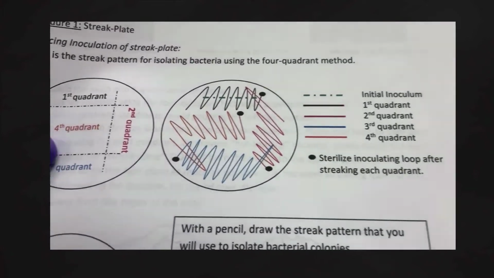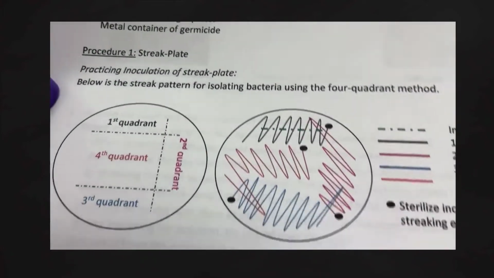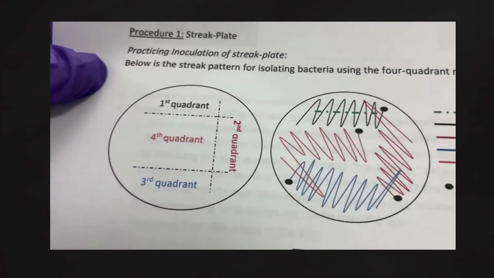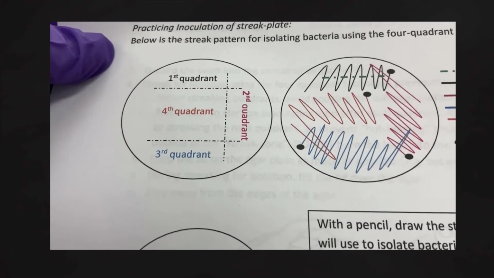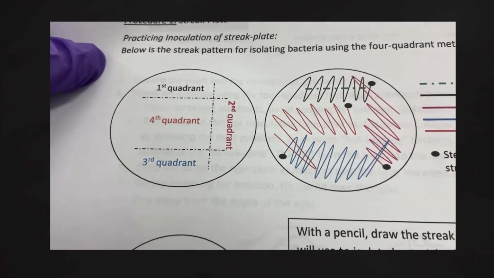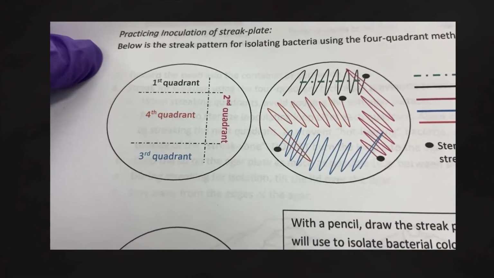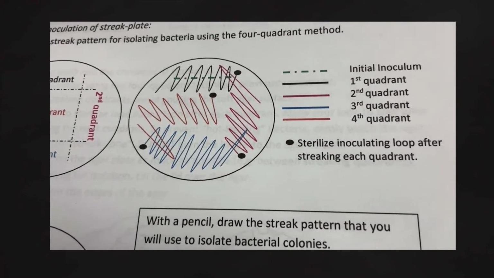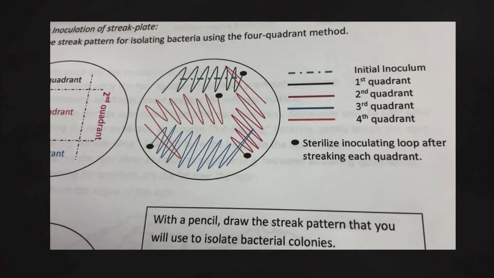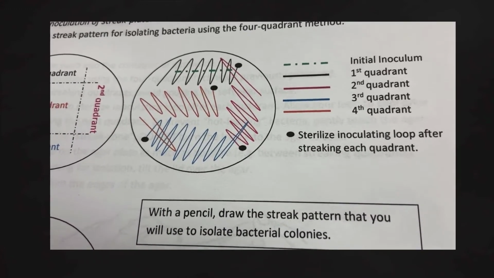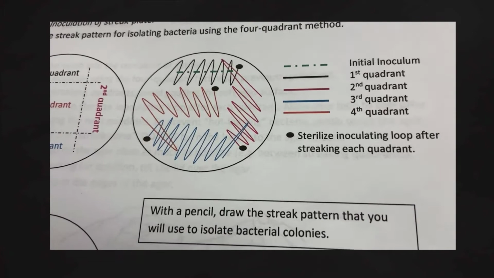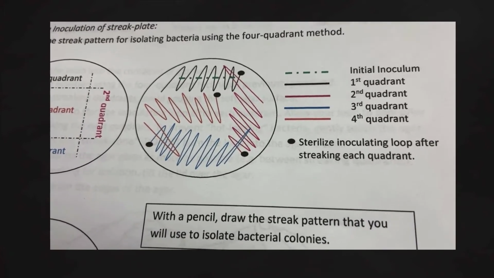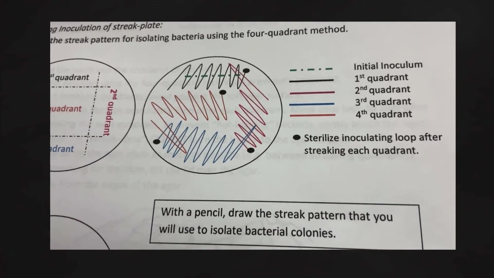Now, when we look at a streak technique, we're going to take our agar plate and divide it into these quadrants. These quadrants are then broken up, and we're going to inoculate them in a little different way using this method. We want to make sure that we sterilize our loop in between each of these so that we can isolate the colonies. And so that's what we're going to be looking at for our streak plate inoculation.